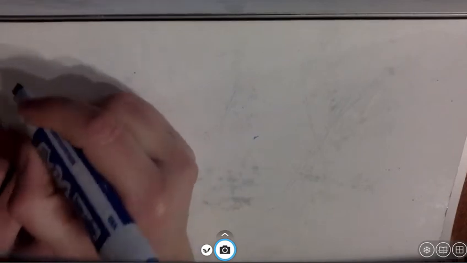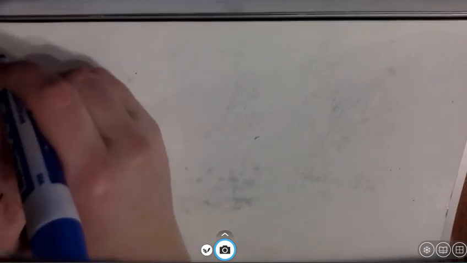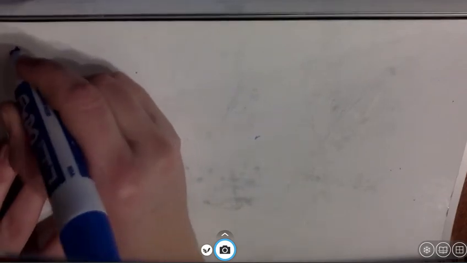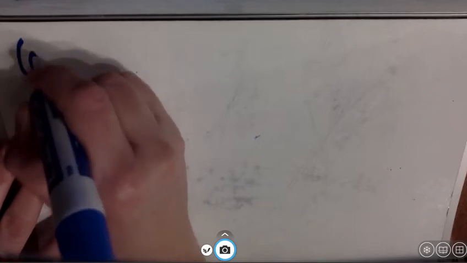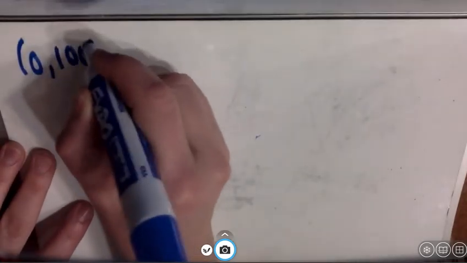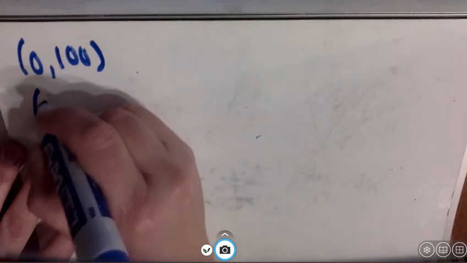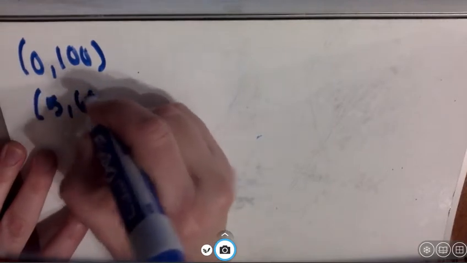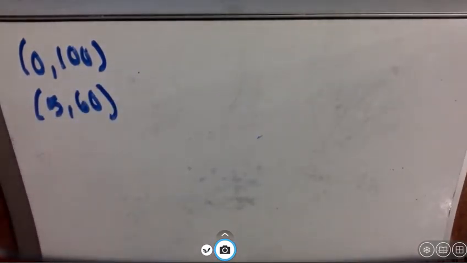Everyone, I want to make sure that we all understand how I got that trend line in the last video. So I had a bunch of data, and in that data I chose 2 points. I chose (0, 100) and the point (5, 60). I chose those 2 points because they were easy to work with. Let's be real. Mathematicians are all about efficiency.